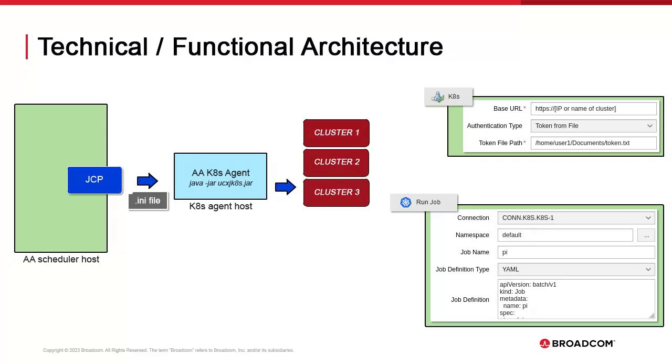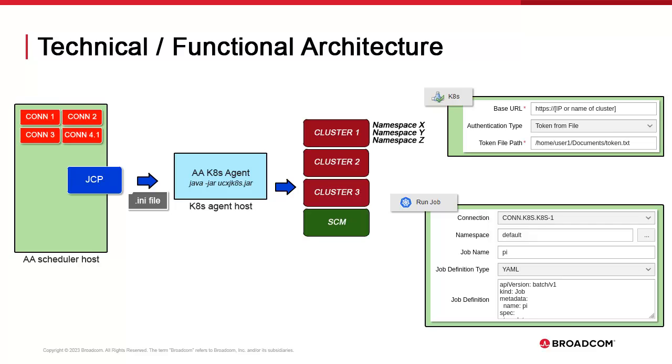Then let's assume we have 3 distinct clusters and 1 source code repository. These host applications in different namespaces. In the Automic job definitions, we target the namespaces. For each cluster or repository, we need to create a connection object in Automic. We use the CONN templates and duplicate it as many times as we have instances, in this case 4.